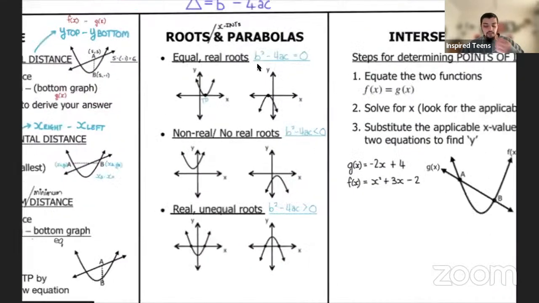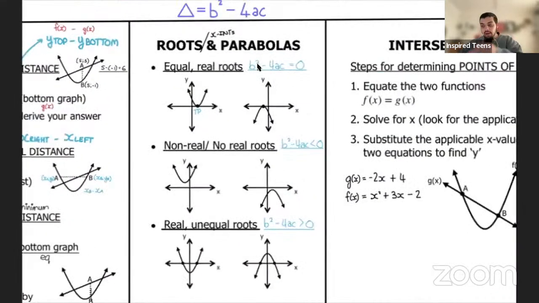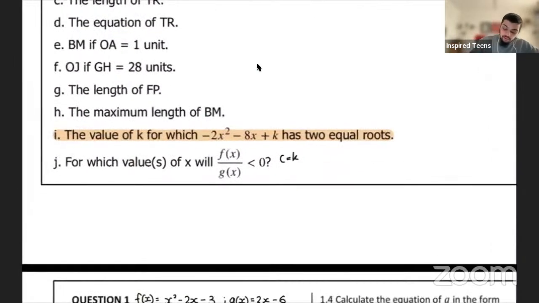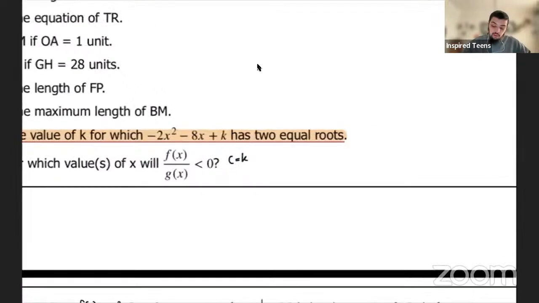Okay, so that's what we need to understand when it comes to roots and parabolas. Let's quickly do an example of how they could ask the question. They said here, find the value of k for which negative 2x squared minus 8x plus k has two equal real roots, or two equal roots.